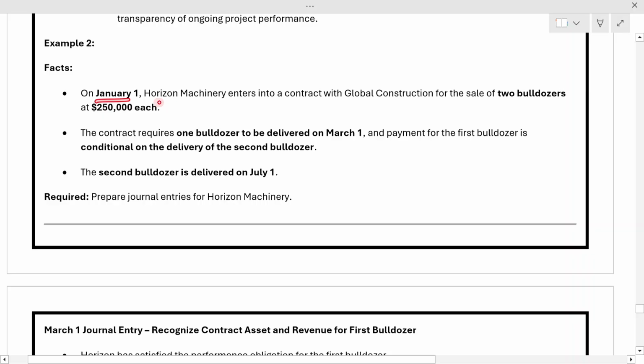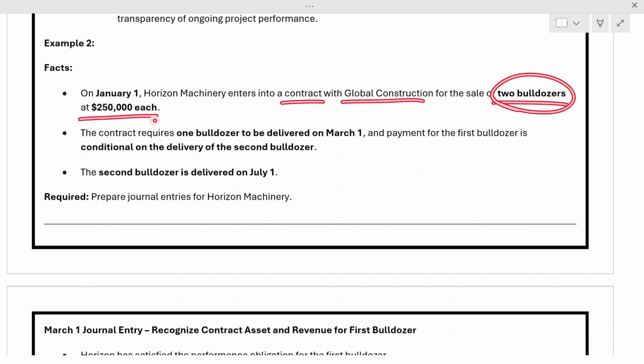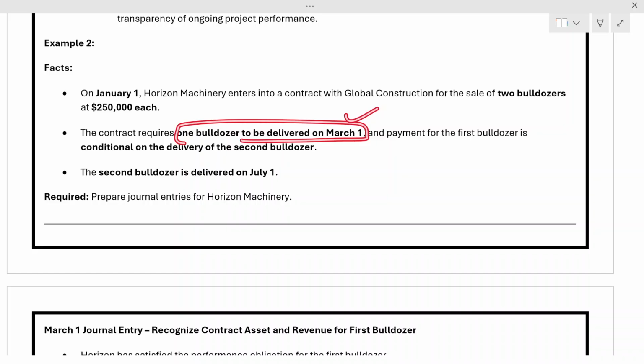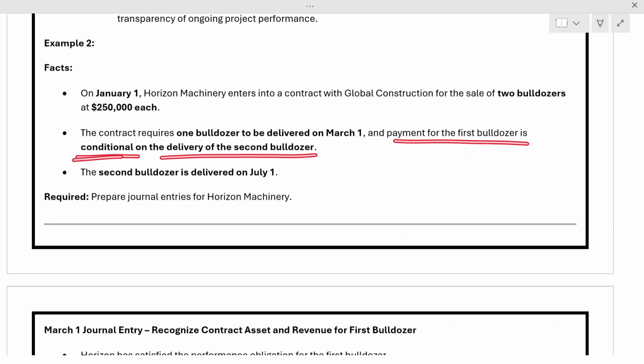So on 1st January, there is a vendor company, Horizon Machinery, and they are going to sell certain bulldozers to another company, and there are two bulldozers. Each bulldozer's price is $250,000. Now the contract has a specification that one bulldozer is to be delivered on 1st March, and the payment for the first bulldozer is conditional on the delivery of the second bulldozer. When the second bulldozer is delivered, payment will be made for the first around that time. Now the second bulldozer is delivered on 1st July and the first is delivered on 1st March. What will be the impact on the accounting entries for them?